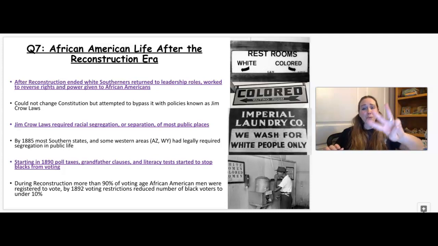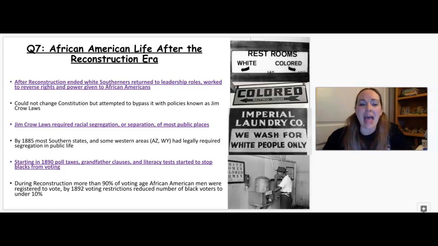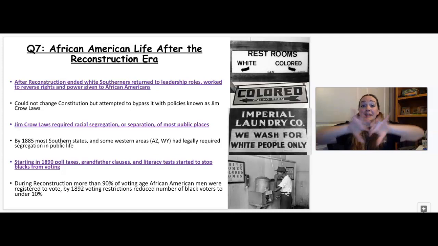All right, you guys, this is part 3 of your unit 7.4 PowerPoint on the end of Reconstruction. We were talking about Jim Crow laws. Jim Crow laws were legal segregation. Segregation is separating two groups of people. Most public places had this separation of these two groups.